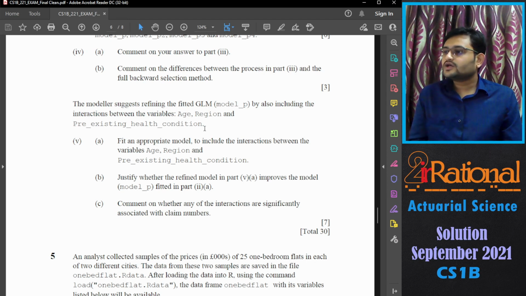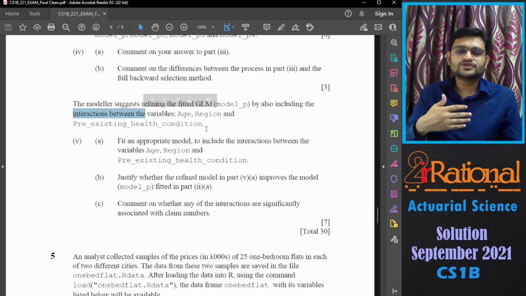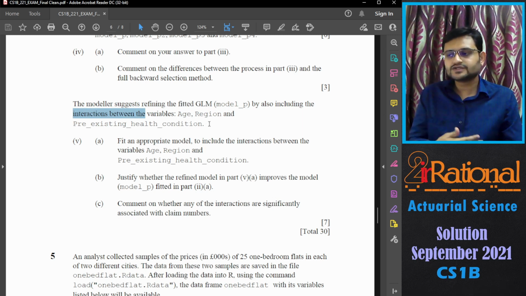For the last part, the modeler suggests refining the fitted GLM model by also including the interactions between the variables age, region, and pre-existing health condition. So basically we are assuming all possible interactions. So I will take a star model between these, and only gender is left here, so plus gender.